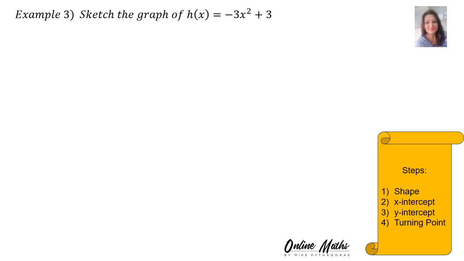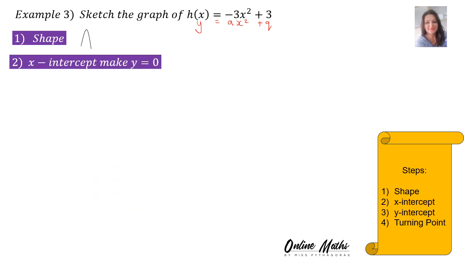Example 3. Sketch the graph of h of x is equal to minus 3x squared plus 3. Again, the shape. We find the shape here at y is ax squared plus q, and a is negative, therefore the graph is concave down or crying. Step 2, the x-intercept. X-intercept, make y 0.